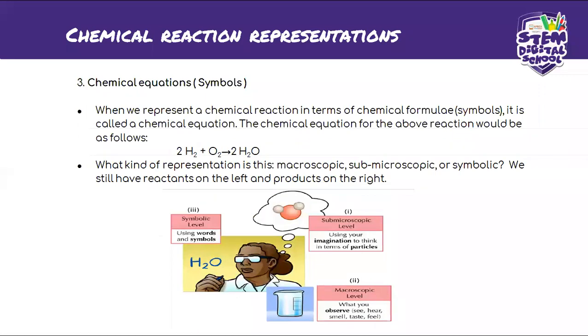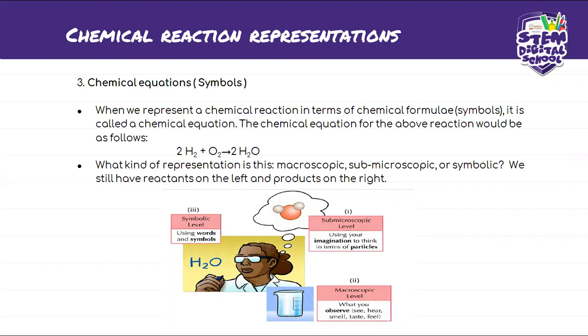So we have looked at word equations, we have looked at pictures, and we are now going to look at what? Symbols. We can say symbolic representation. When we represent a chemical reaction in terms of chemical formulae, that is symbols, it is called a chemical equation. So a chemical equation is the representation of a chemical reaction using their formulae. In another way, the chemical equation for the above reaction would be as follows.